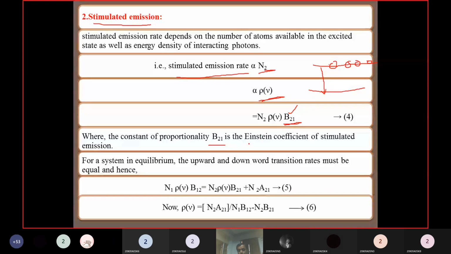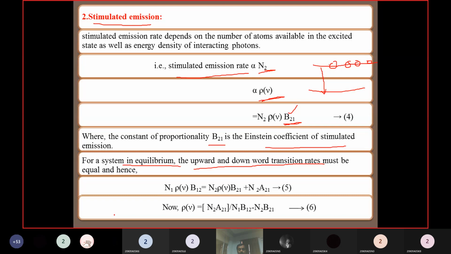This is B21, the proportionality constant. All of these are proportionality constants here. This constant is the Einstein coefficient of stimulated emission. Now, as we already discussed, at the equilibrium position, the upward and downward transition rates must be equal.